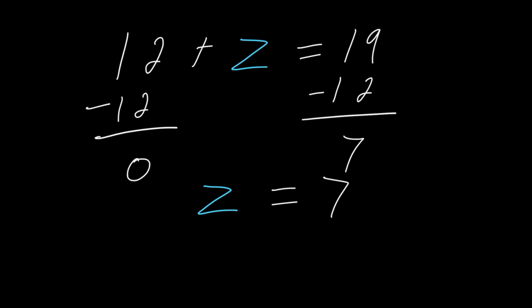Now let's try another example. Say we have 9 plus x equals 4. 9 plus x equals 4. And let's think about what we talked about last time. If we have a positive number, we subtract 9, right? This is a positive 9, so we're going to subtract 9 from here, and anything we do to one side, we must do to the other side.